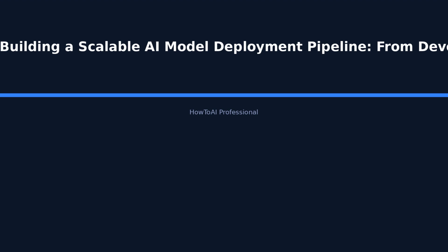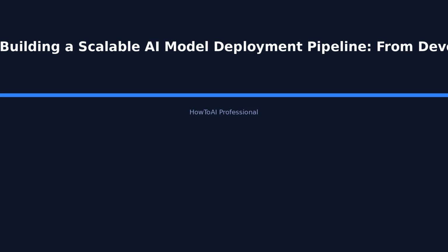The goal of a scalable deployment pipeline is to allow for continuous integration and continuous deployment, often abbreviated as CI/CD. This means that whenever a new model is trained or an existing model is updated, these changes can be pushed into production quickly and reliably, without causing significant downtime or disruption.